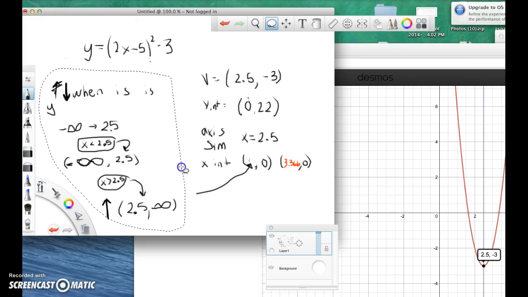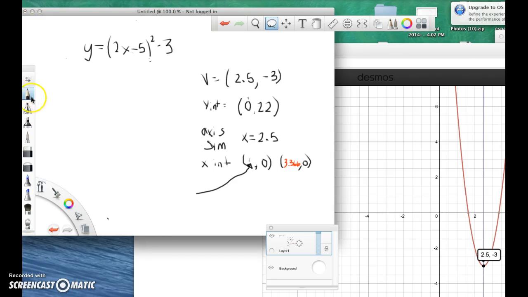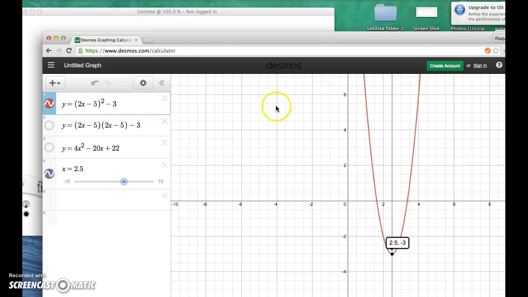We have the domain. As I say domain, x equals any number. As I say any, this is like a code. This means any number, any real number. And the range, the y's will always be bigger than or equal to negative 3.